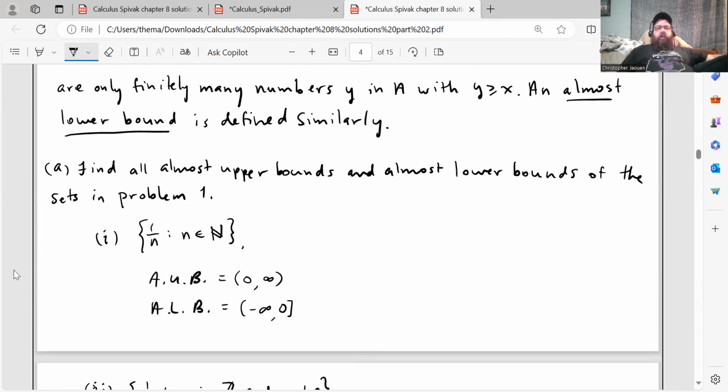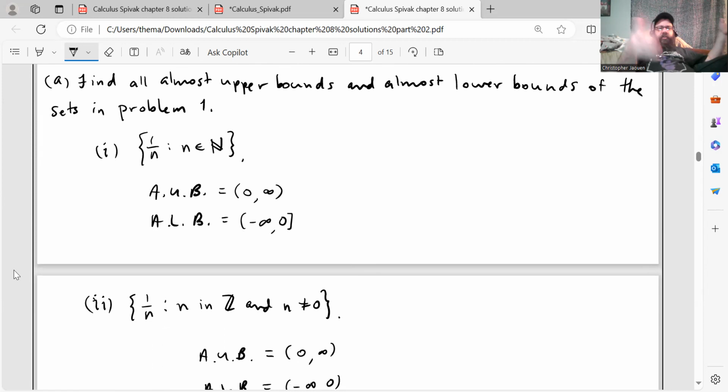Part A says find all almost upper bounds and almost lower bounds of the sets in problem one. Problem one is one of the ones that I didn't do on the video. So I wrote the sets down again here, and I'll just give you the answers. There's nothing really much to say. These are the sets of all almost upper bounds. So for this first set, the set of all almost upper bounds is the open interval from 0 to infinity, and almost lower bounds is the set from negative infinity to 0.